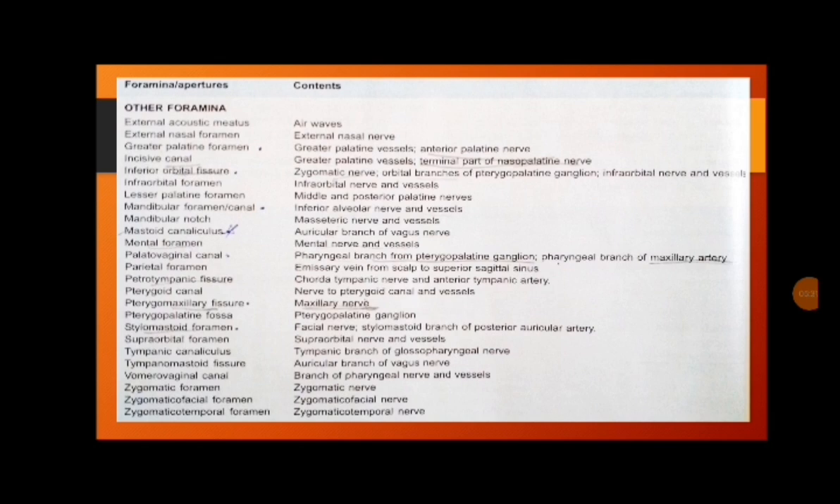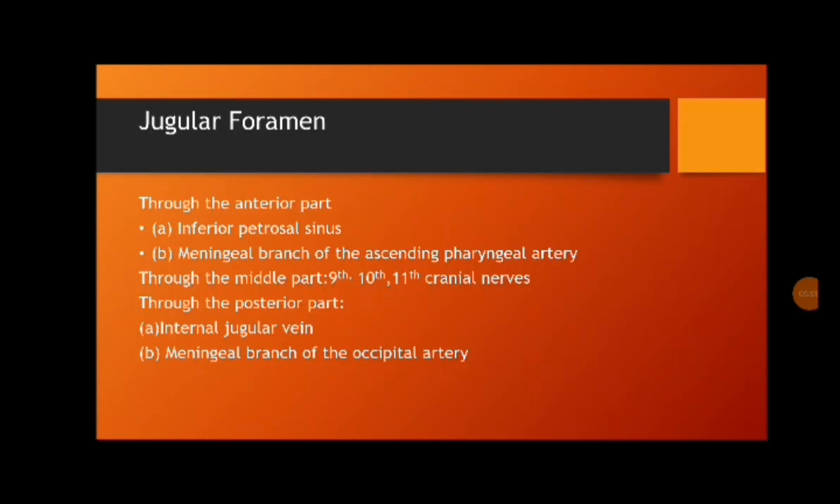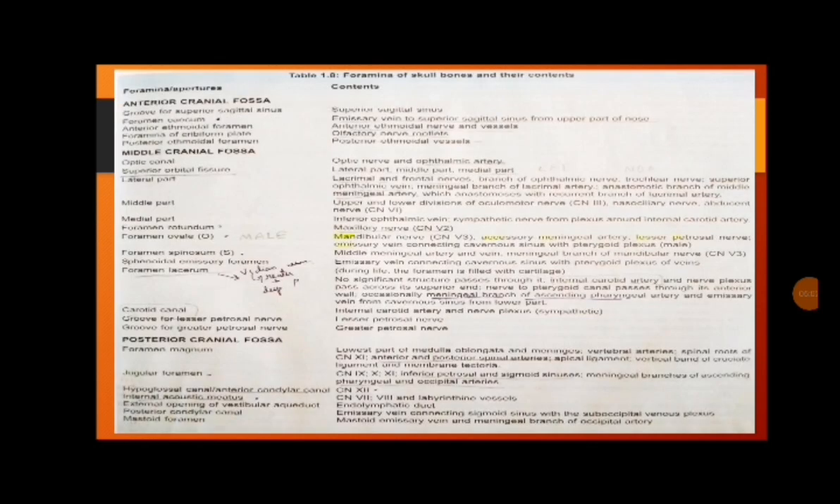For these other foramina, I think even in MCQs they haven't asked these, but I have marked a few with pen, like retropalatine foramen, inferior orbital fissure, mandibular foramen. These might have been asked, so only I had marked them with pen. Mastoid canaliculus, auricular branch of vagus nerve. So we will see the diagrams of all these foramens, and then I'll be discussing a few MCQs on osteology in the next video.